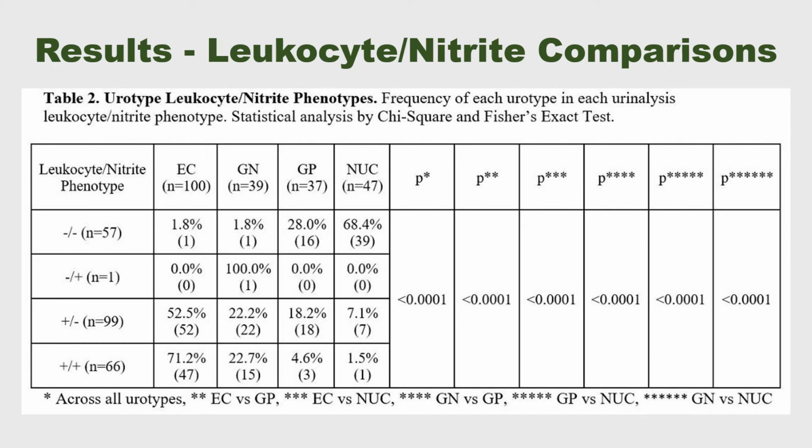Our second table outlines the differences across leukocyte and nitrite phenotypes in terms of the relative proportions across each of the 4 urotypes. For example, the leukocyte negative, nitrite negative phenotype corresponded to 57 patients, and we present the analysis across each of the 4 urotypes in terms of relative proportions, with p-values for comparison.